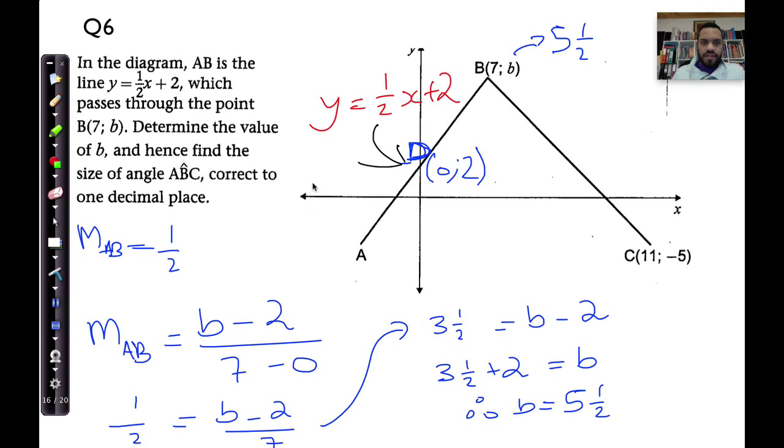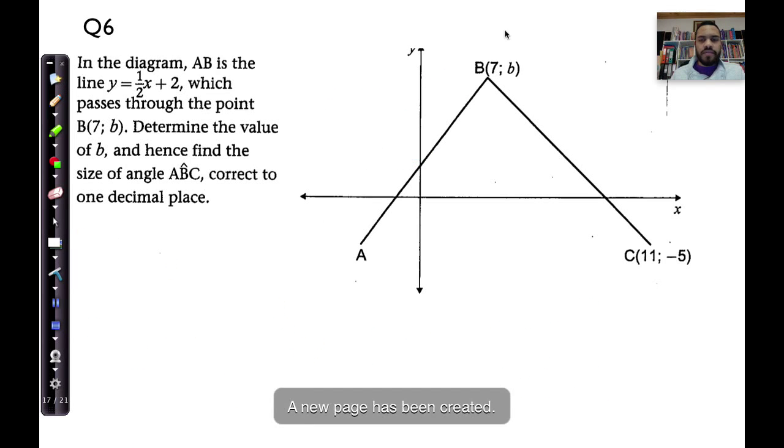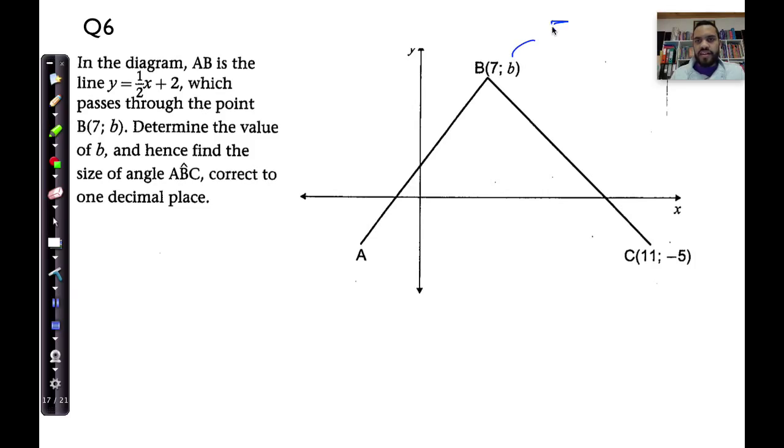Okay, so there we've got b. So let's move on to the next part. We've got b, I'm going to list that there as 5.5. And hence find the size of angle ABC. Now angle ABC is actually this angle over here. That's angle ABC. Okay, how are we going to do that?